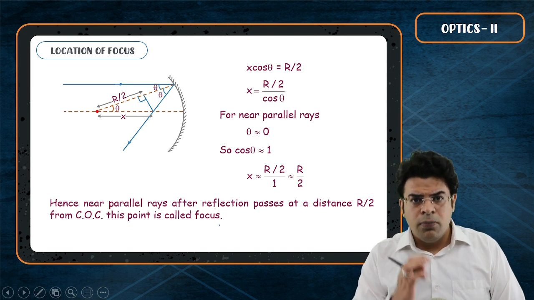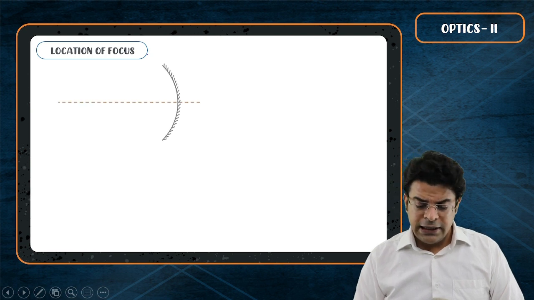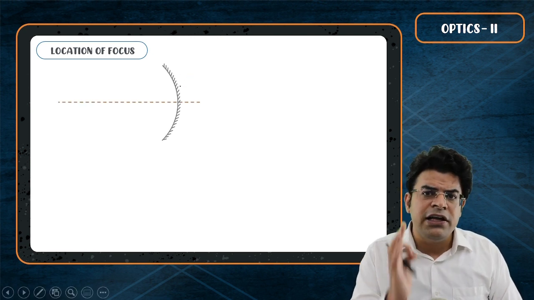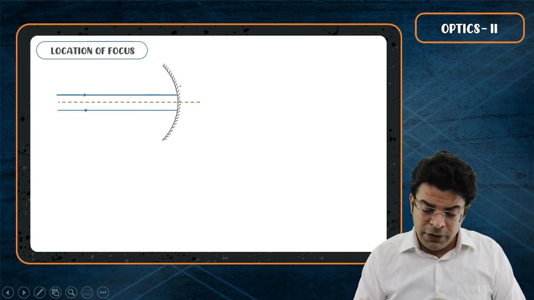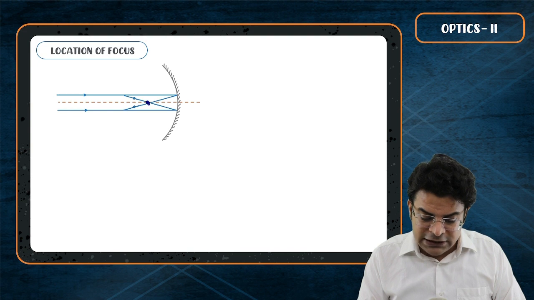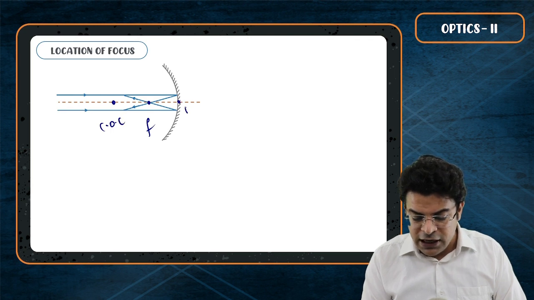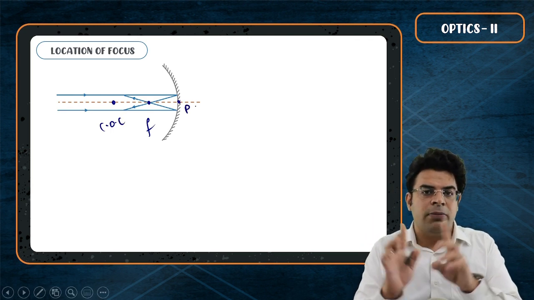Now let's talk more about the location of the focus. Let's say we have this concave mirror again. We have just learned that the near parallel rays after reflection from this spherical mirror pass through a special point, and this special point is called the focus. This point, the focus, is exactly midway between the center of curvature and the pole. So the distance from both the center of curvature as well as the pole is r by 2.